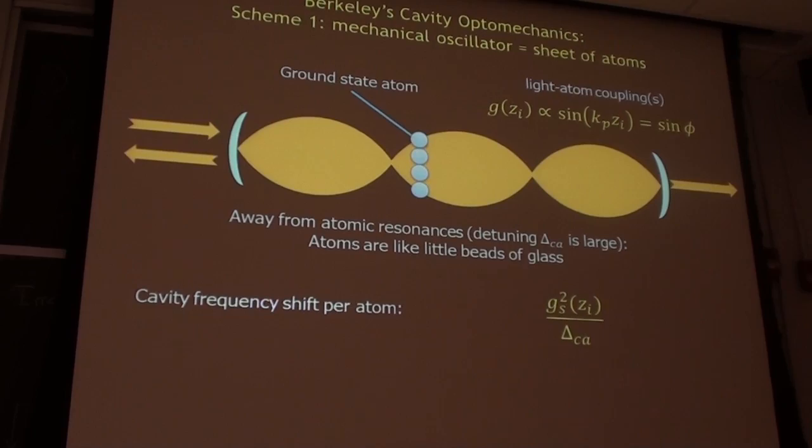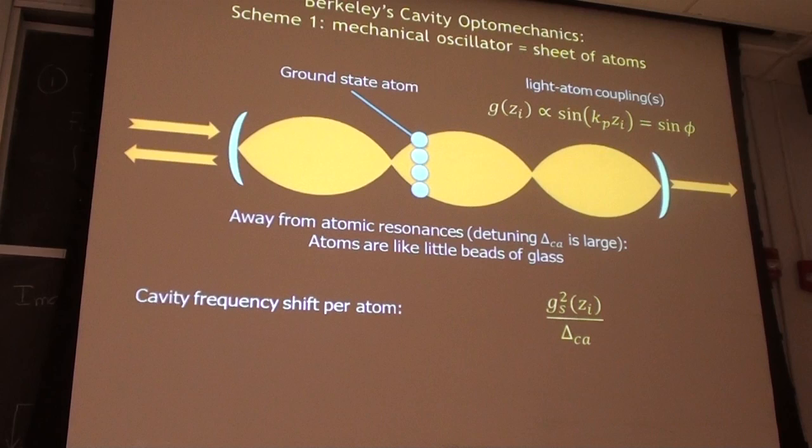We had adopted a similar approach, and we had replaced his membrane of silicon nitride with a membrane of rubidium atoms. We take a gas of thousands of rubidium atoms, and we trap them very tightly at a fixed location inside of the cavity. Each atom causes a little bit of a frequency shift of the cavity. Each atom is polarizable, so it has, if you will, a bit of an index of refraction, and that shifts the phase of the electric field as it passes through the atom.